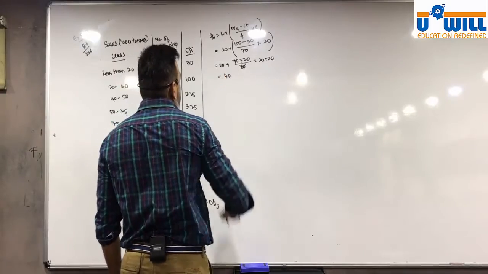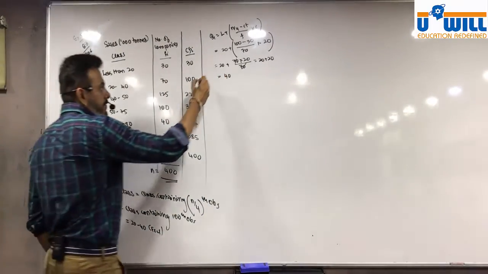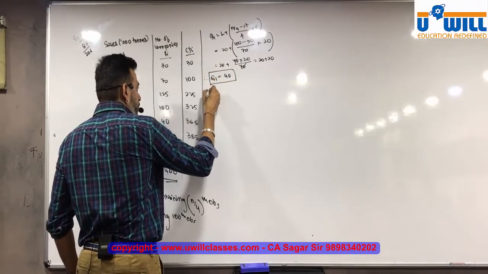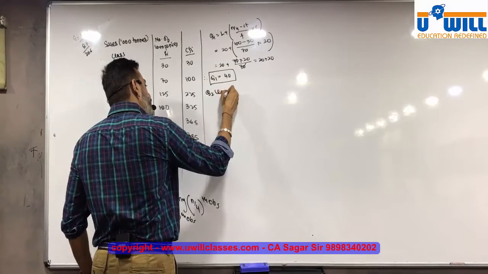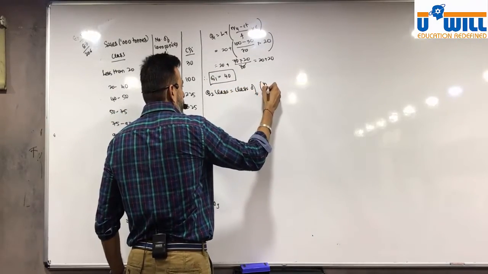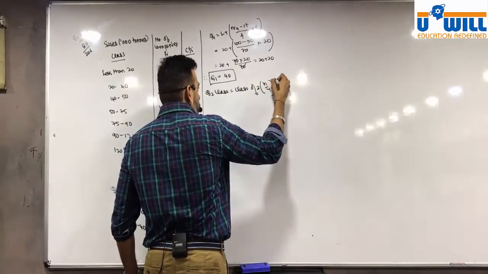Which is equal to 40. Therefore, Q1 is equal to 40. Q2 class is class of n by 4 into 2th observation.